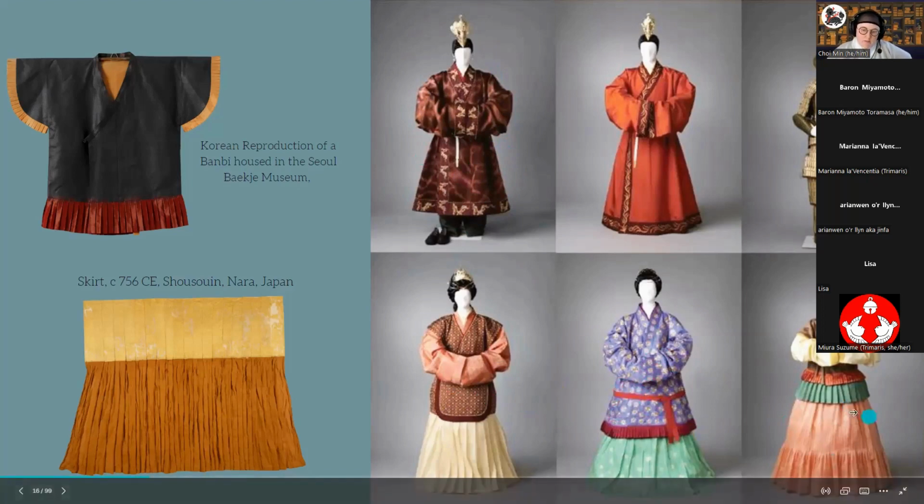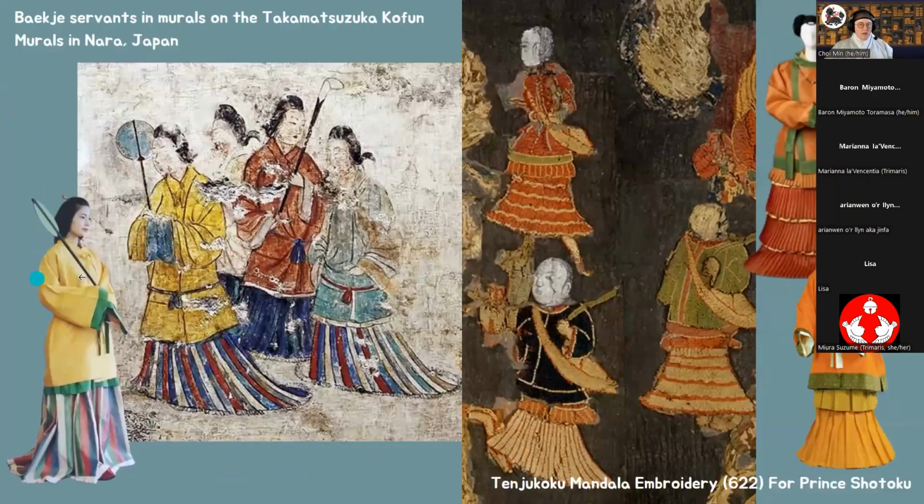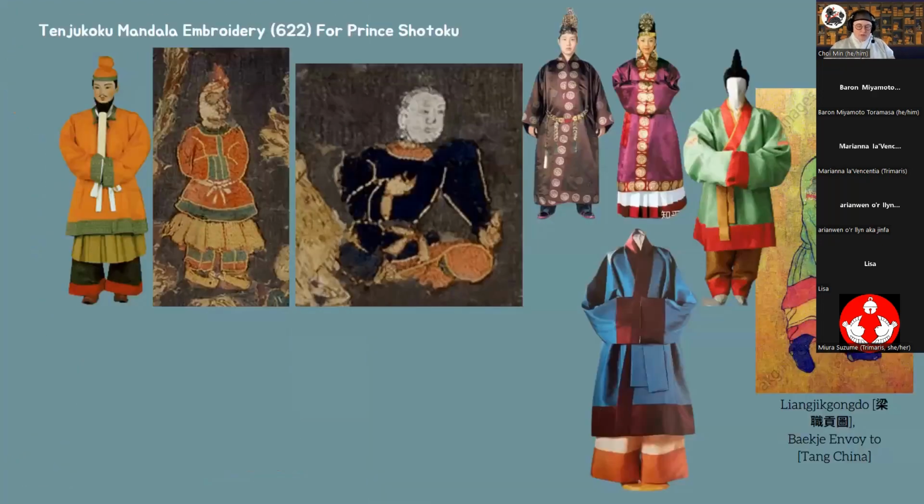And here we have, like I said, their interpretation of the pleated skirt tiering system. The vest she's wearing is the banbi that I mentioned in the beginning. And this is another Korean reproduction of a banbi that is in the Seoul Baekje Museum, but there are similar banbi in the Shosoin.